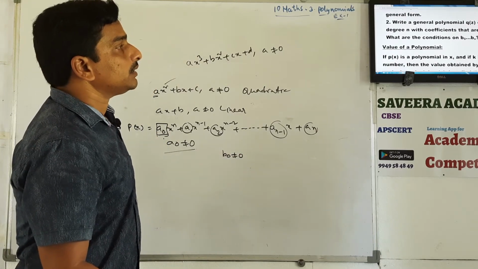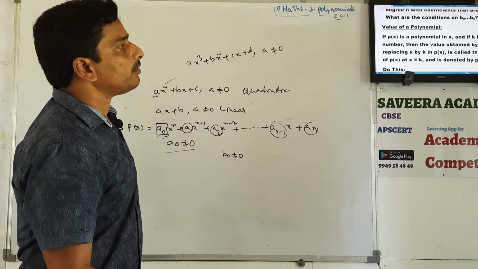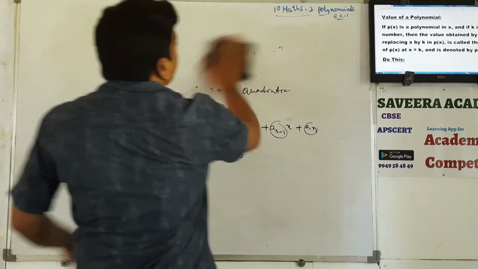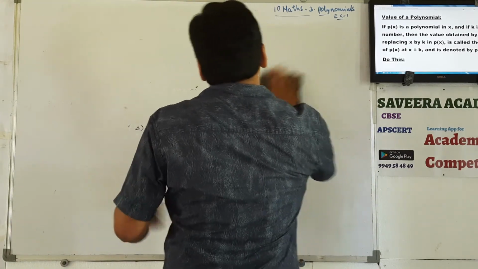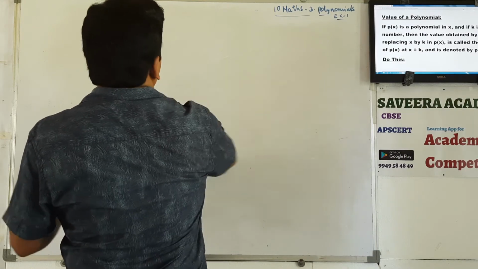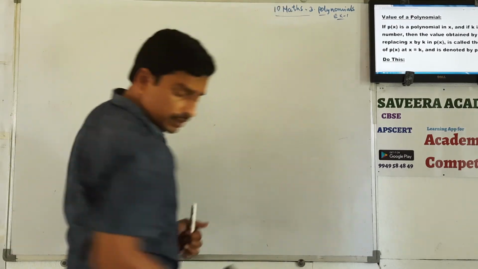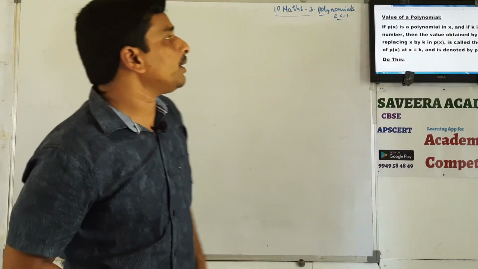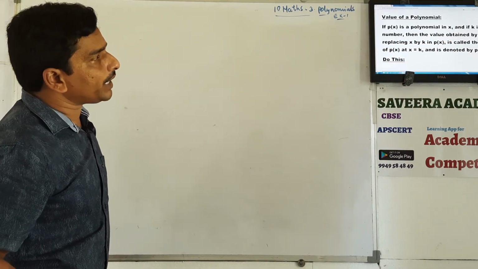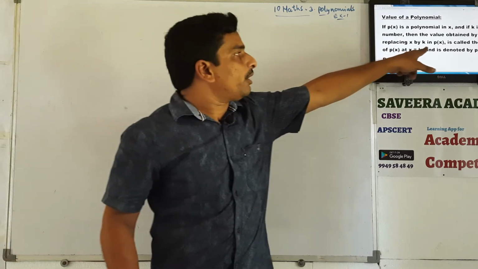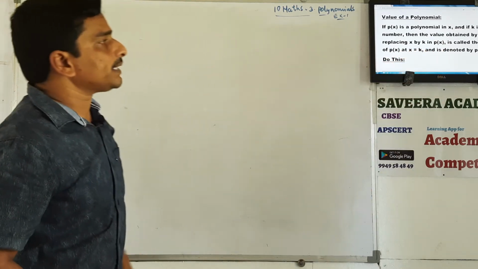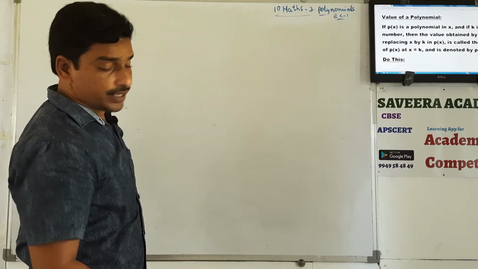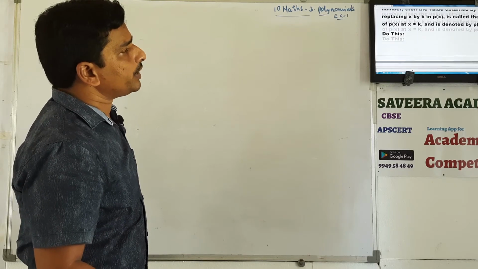Next, value of a polynomial. What is the value of a polynomial? Suppose a polynomial is given to you, p of x or f of x, like that. Suppose p of x is a polynomial in x and k is a real number. Then the value obtained by replacing x by k in p of x is called the value of p of x at x equal to k and is denoted by p of k. We will see these things in this exercise.